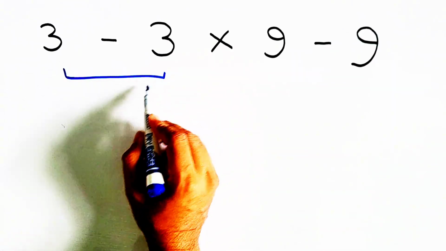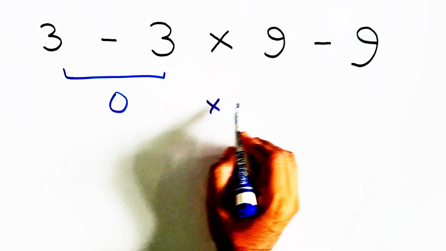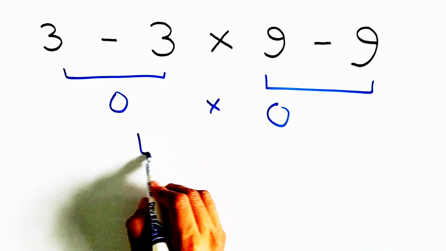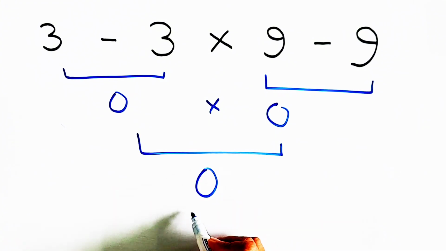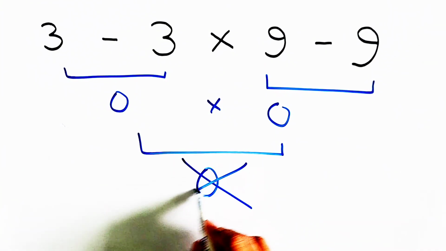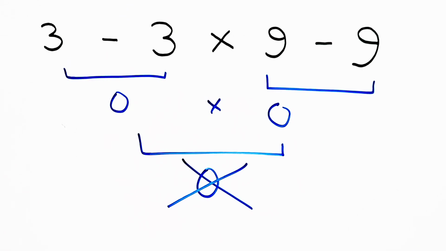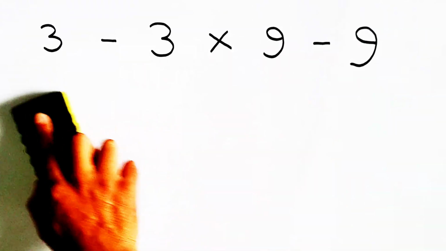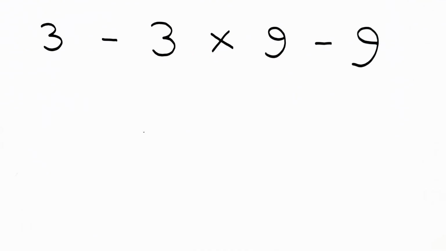3 minus 3 gives us 0. 9 minus 9 gives us 0. 0 times 0 equals 0. But 0 is not the correct answer. We have a mistake. What mistake?